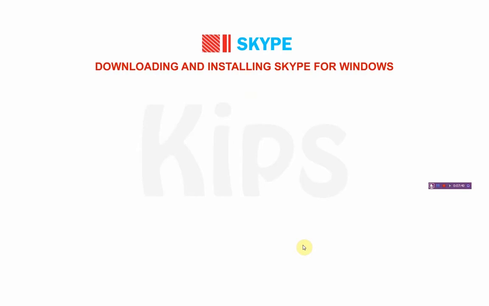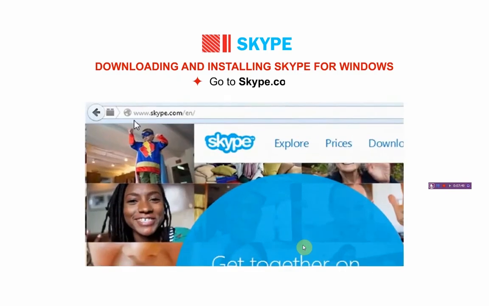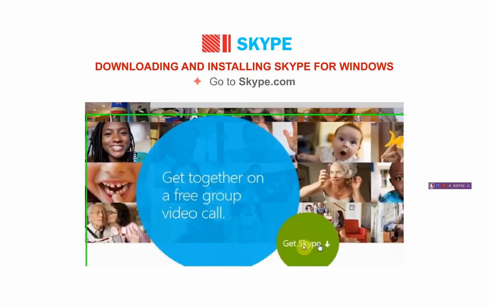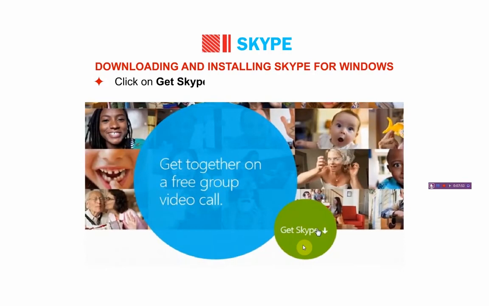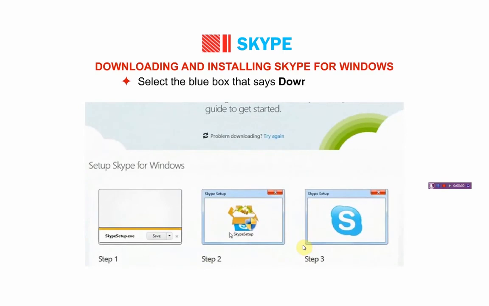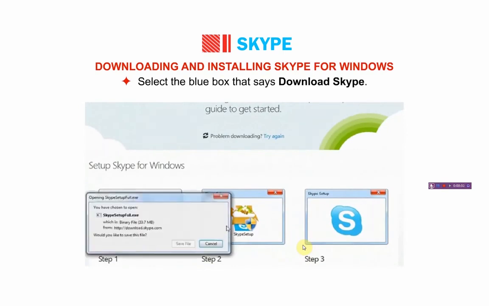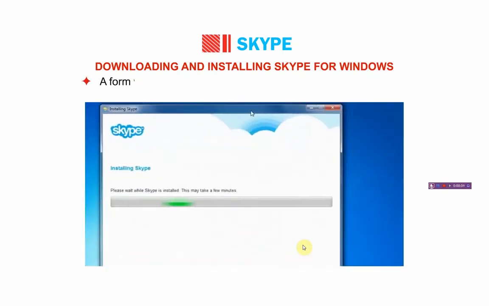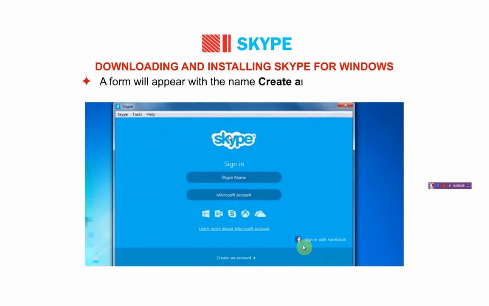Okay, now let's learn how to download and install Skype for Windows. To download and set up Skype, go to skype.com. Click on the Get Skype tab and select the category Windows. Select the blue box that says Download Skype. A form will appear with the name Create an Account or Sign In. Click on the Create an Account tab.